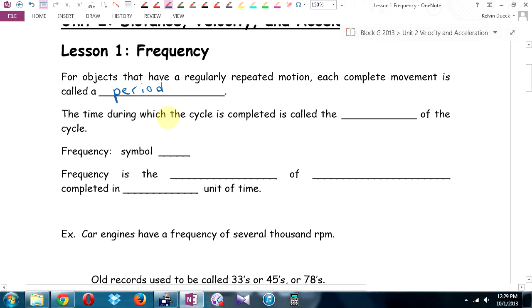The time, sorry, good gosh, Dueck. It's called a cycle. The time is called the period. This is what happens. I was too eager to find my little science toy. Okay.